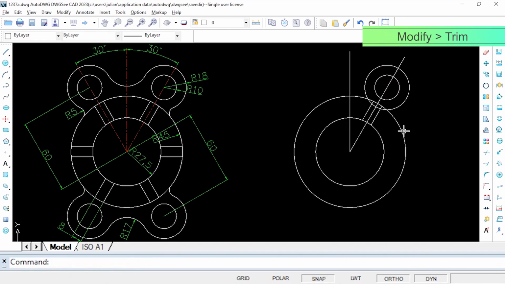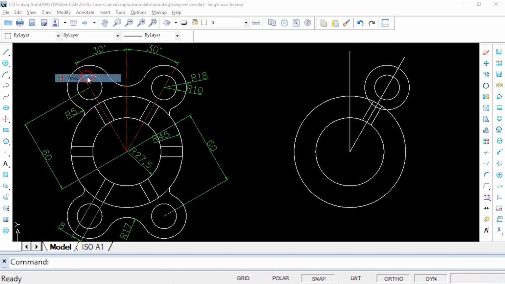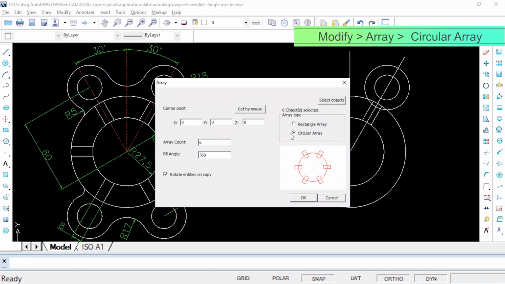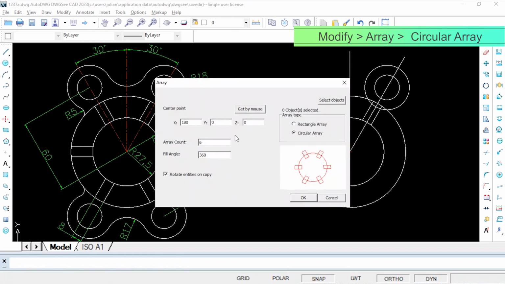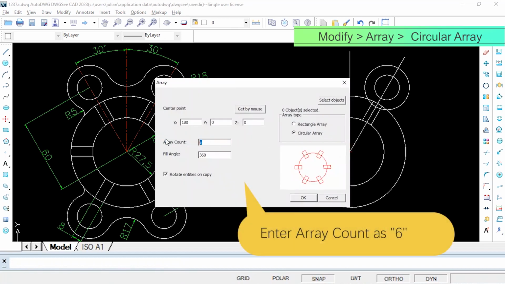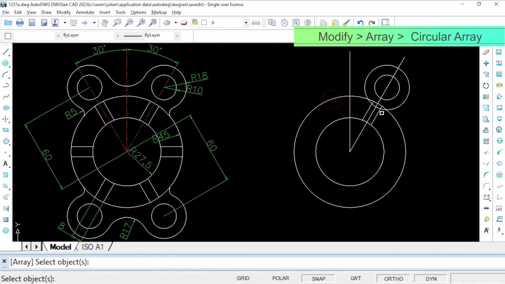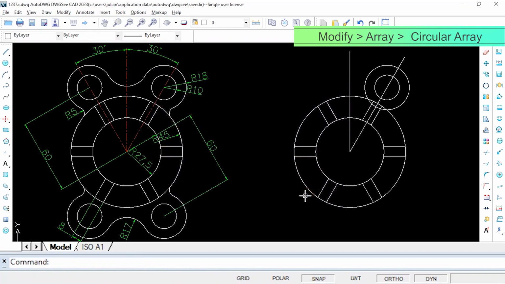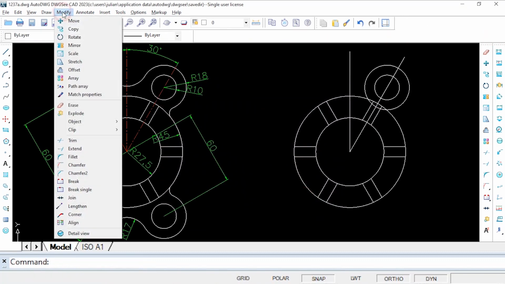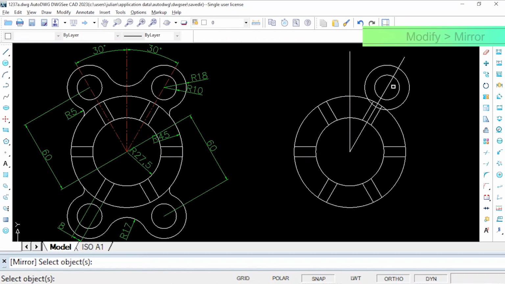Use the circular array command to create copies of parallel lines. Mirror the objects to the left and then apply fillets with radii of 5 and 17.